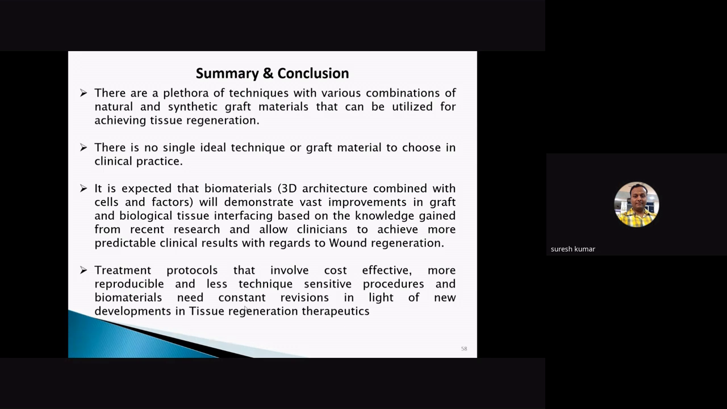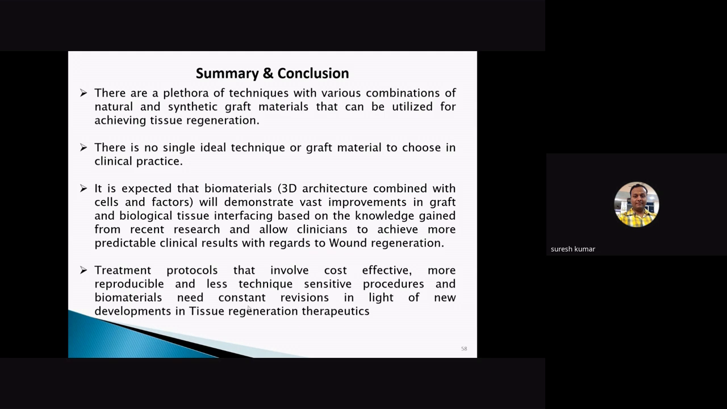There are several techniques with various combinations of natural and synthetic graft materials that can be utilized for achieving wound or bone tissue regeneration. So there is no single ideal technique or graft material to choose in clinical practice. What we can expect is that biomaterials with 3D architecture combined with growth factors or incorporation of allogenic cells will demonstrate vast improvement in graft and biological tissue interfacing, based on the knowledge gained from recent research, and allow clinicians to achieve more predictable clinical results with regard to wound regeneration.